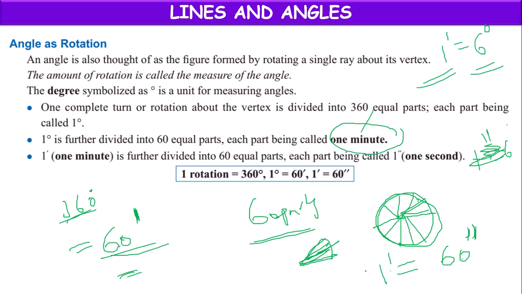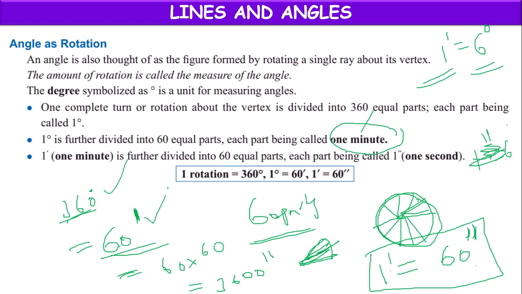Now this one you can strike off. So 1 degree equals 60 minutes. Sorry, 1 minute equals 60 seconds. So 60 minutes into 60 seconds gives 3600 seconds. So 360 degrees equals 60 minutes equals 3600 seconds.